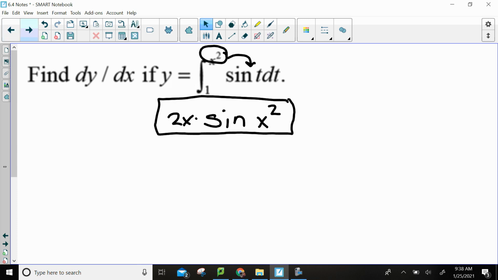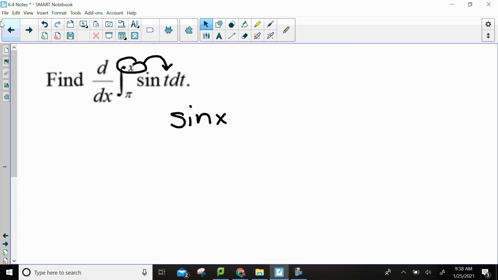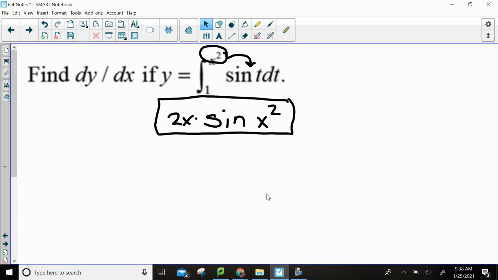And it doesn't matter what your lower bound is. Honestly, if we go back to this last page here, that was pi. This one starts at 1. The lower bound doesn't really matter, okay? Unless it's a different variable, then it will matter. But for this one, it's not going to matter.